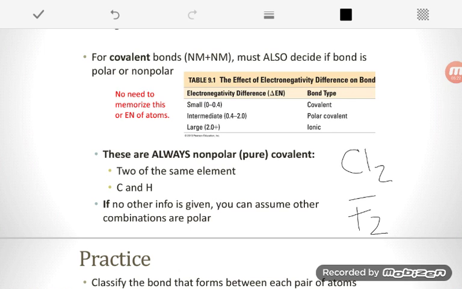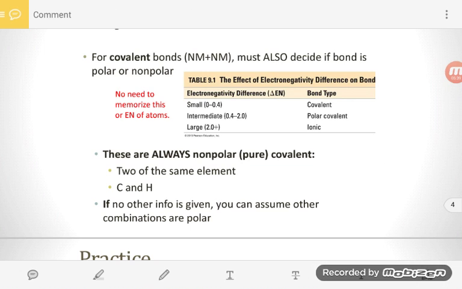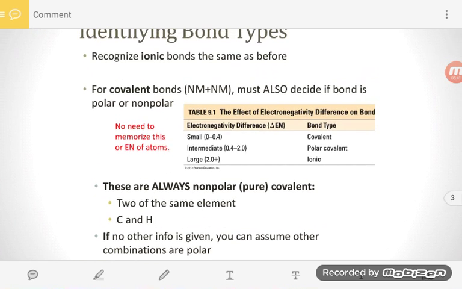Now fluorine here, he is the most electronegative element, but when you have two of them, they're equally as strong, so they must share equally. So if you ever have more than one of the same element, that's going to be a nonpolar or pure covalent bond. The other one we can remember is whenever you have a carbon and hydrogen together.